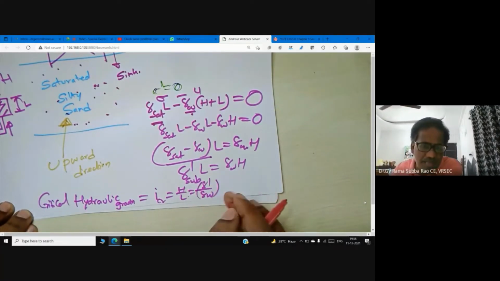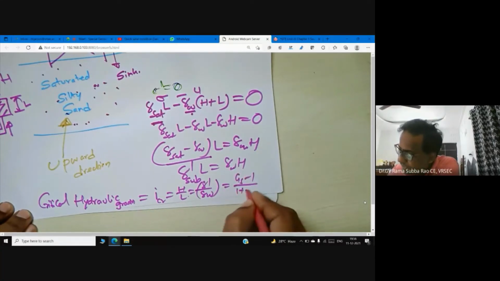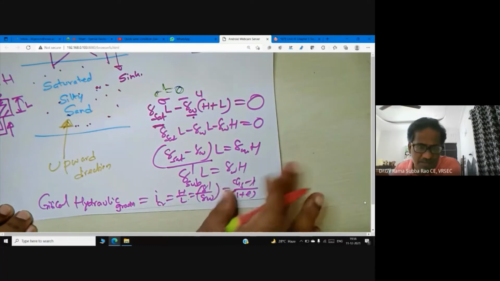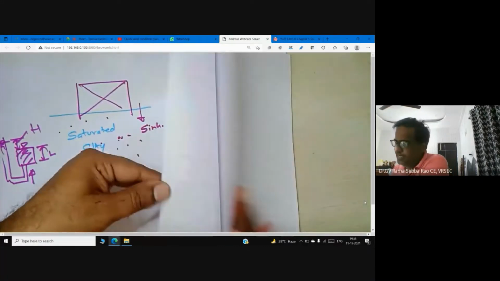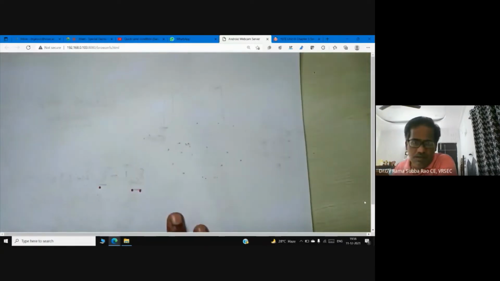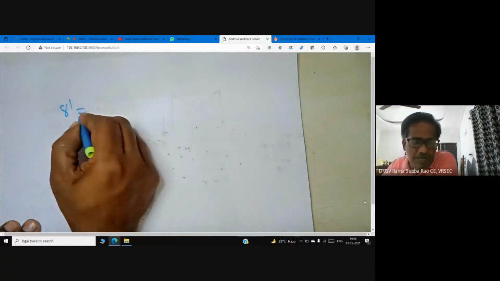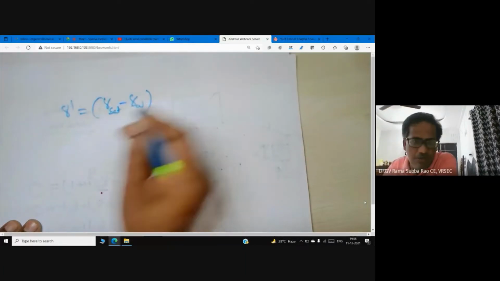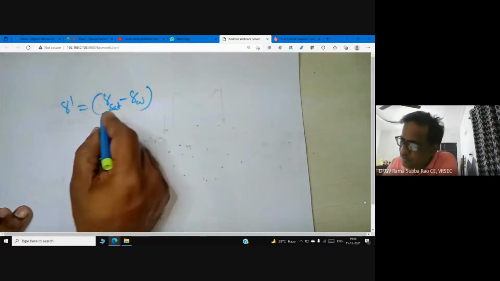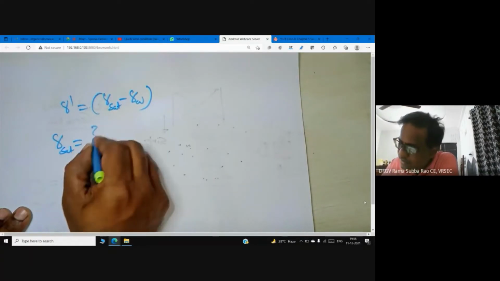But many times I'm skipping how we are getting G minus 1 by 1 plus e. Now I will explain, because this is a very important question for us. We cannot hide anything, so let us proceed without further delay. What do you mean by gamma prime? Gamma sat minus gamma W. Somebody is interested to know how to calculate gamma sat. This is a good question.